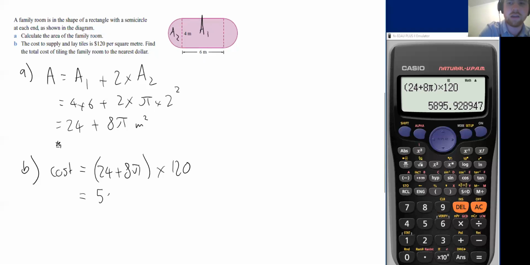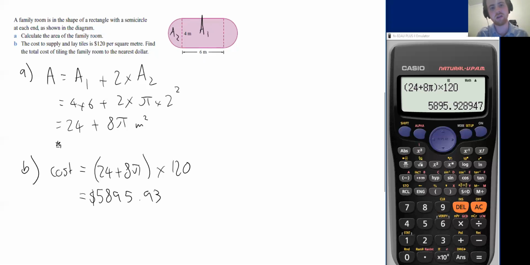So it's going to be $5,895.93. And I can put the dollar sign there, and that is the cost to supply. Now let's just read the question again. Have we answered the question? I think we have. Okay, so again, draw diagrams if you need to.